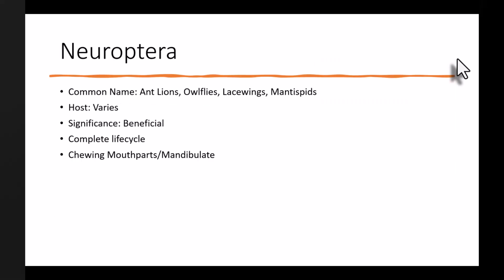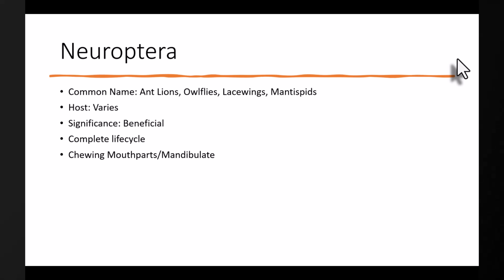The next order are neuropterans. Neuropterans include antlions, owlflies, lacewings, and mantispids. Their host is variable, and they are all considered beneficial. They all have a complete life cycle, and they all have chewing or mandibulate mouthparts.